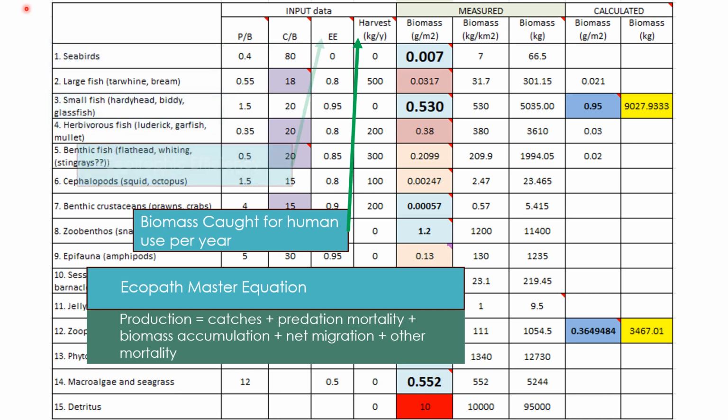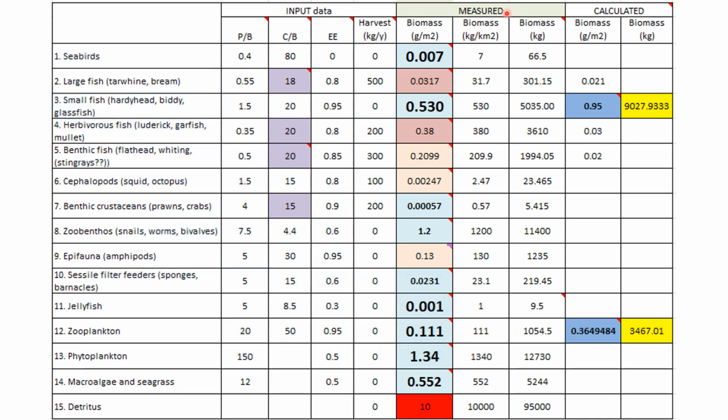Biomass was also measured using various different methods for different ecotrophic groups. For example, we used DPI fisheries data for large fish, and for small fish, we took fish samples using the beach seine method, which we then took pictures of with a ruler, and using length to weight conversions, we calculated their biomass. The measured biomass can then be compared to the calculated biomass to evaluate if the measured biomass is enough for a balanced ecosystem.